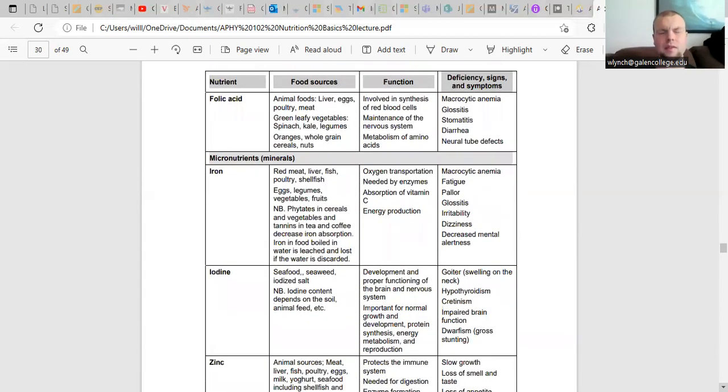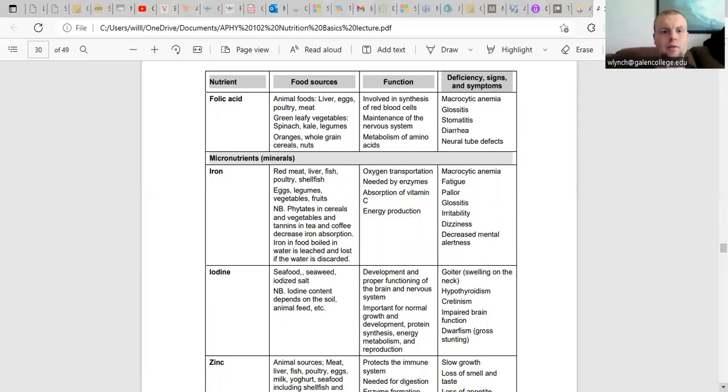For folic acid, this is going to be involved in synthesis of red blood cells, maintenance of the nervous system, and metabolism of amino acids. This is incredibly important in things like pregnancy because we are actively synthesizing DNA and making those proteins, so we need a high degree of folic acid there. We find it in animal foods like liver, eggs, poultry, and meat, and also in green vegetables like spinach.